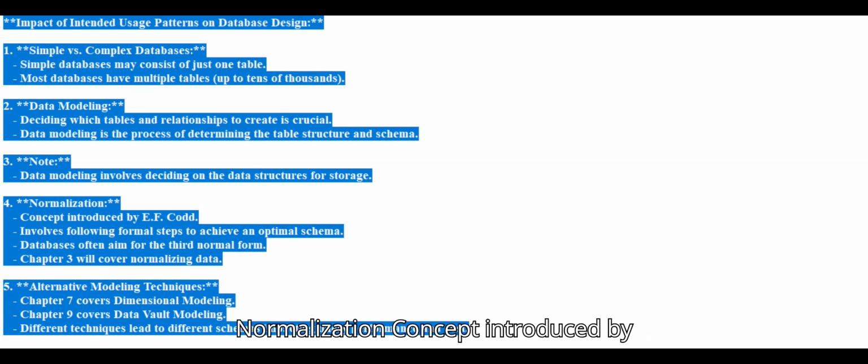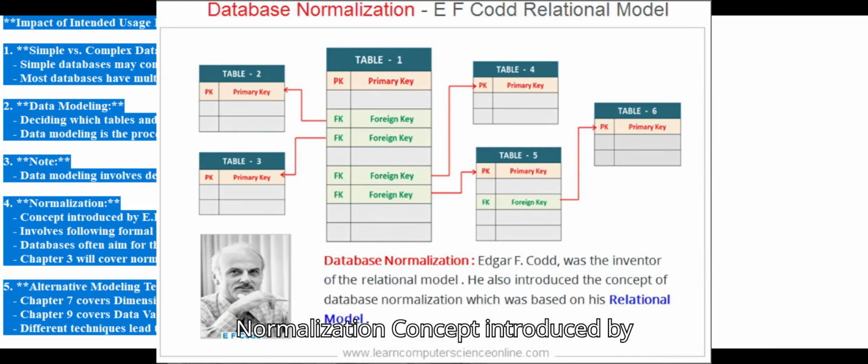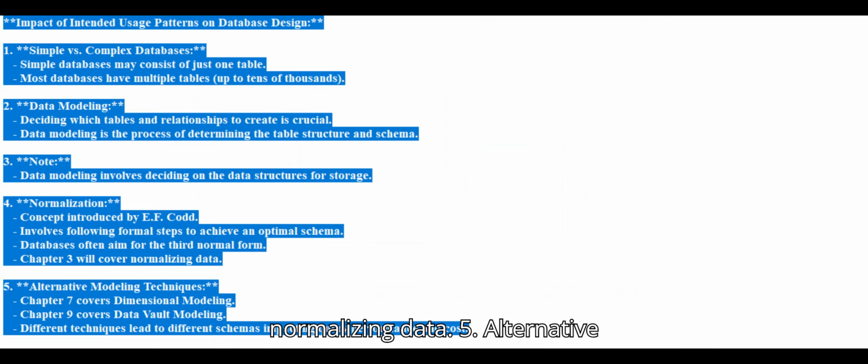4. Normalization. Concept introduced by Edgar Codd. Involves following formal steps to achieve an optimal schema. Databases often aim for the third normal form. Chapter 3 will cover normalizing data. 5. Alternative modeling techniques. Chapter 7 covers dimensional modeling. Chapter 9 covers data vault modeling. Different techniques lead to different schemas impacting query performance and cost.